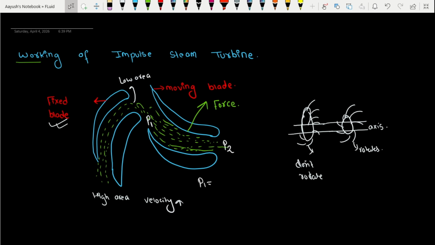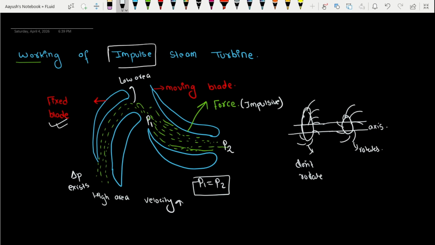There is no change in pressure in the moving blade, but here there is change in pressure. Since the velocity is changing, pressure changes. So del P exists in the fixed blade, but del P doesn't exist in the moving blade. Now what happens is the velocity increases and it comes from here to here and it applies the impulsive force. Note, it is only impulsive force that is being exerted on the blade by the steam. So it is called an impulse turbine.